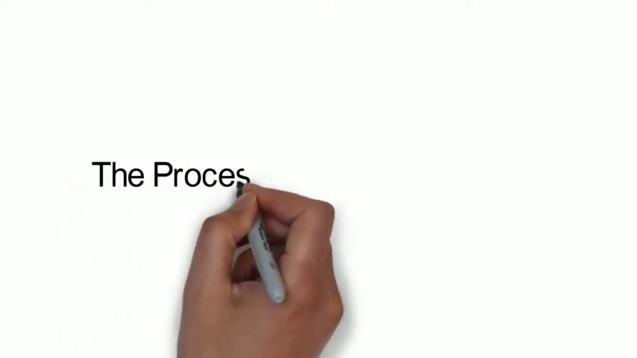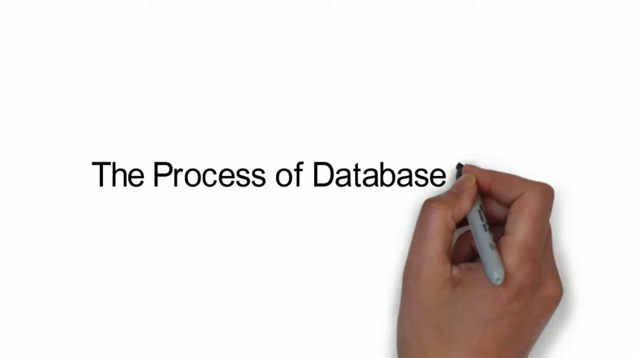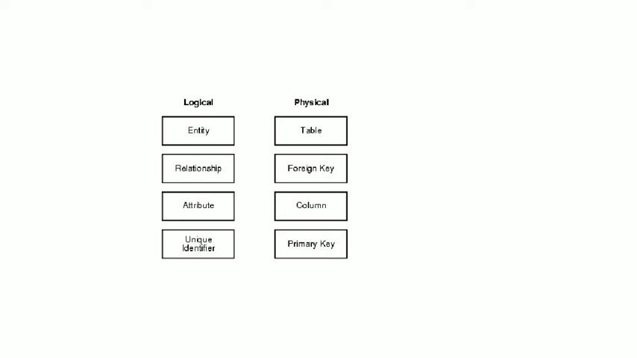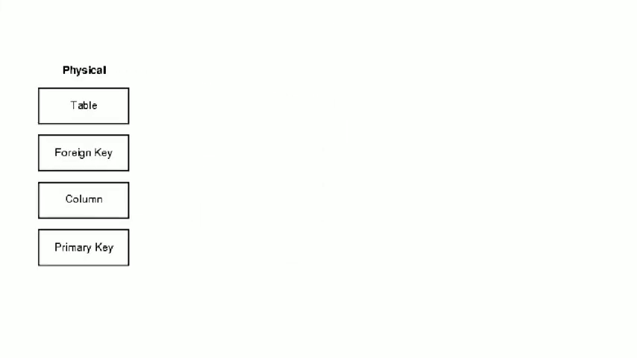Let us continue the chapter with a new topic, the process of database design. As you can see, there are some differences between logical database design and physical database design. In logical database design, entities, relationships, attributes and unique identifiers are of concern. Whereas in physical database design, an entity is known as a table, a relationship as a foreign key, an attribute as a column and a unique identifier as a primary key.